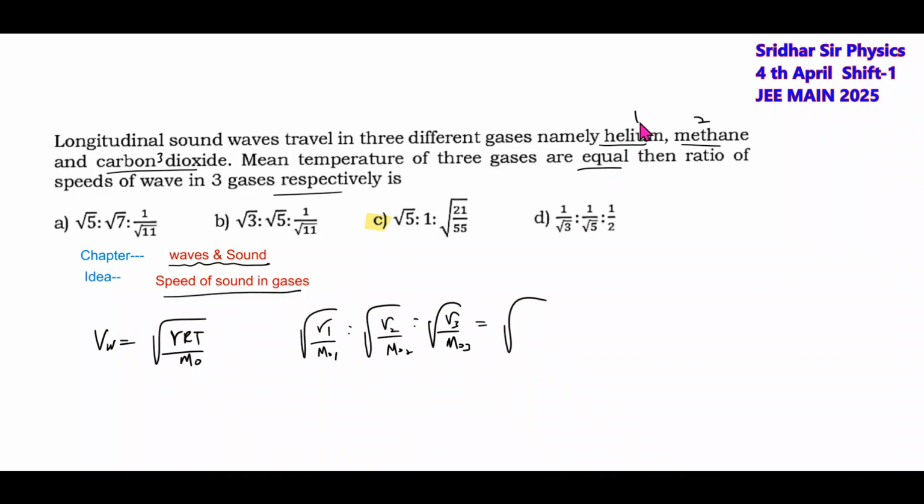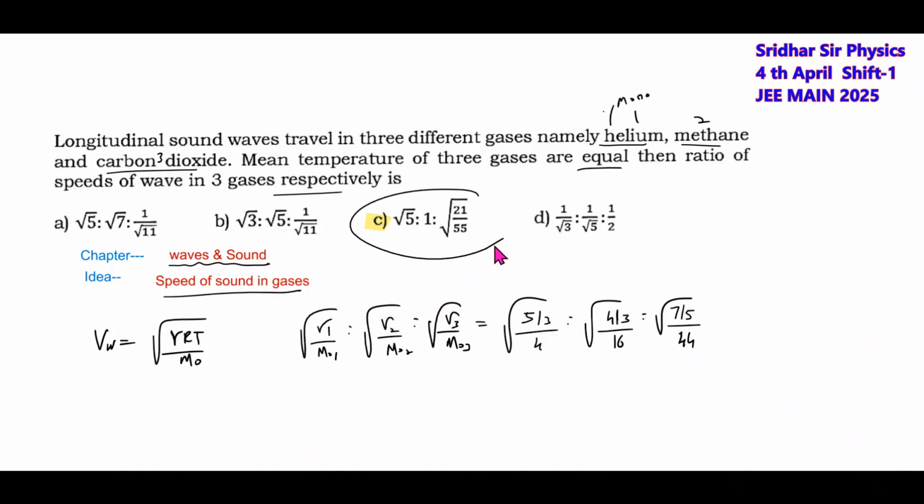So this ratio will be gamma for helium. Helium is a monoatomic gas, so gamma will be 5 by 3. Molecular mass will be 4. Gamma for methane will be 4 by 3 and molecular mass is 16. Carbon dioxide will be diatomic-like, 7 by 5. Molecular mass will be 44. So solving this, we'll get the required option.